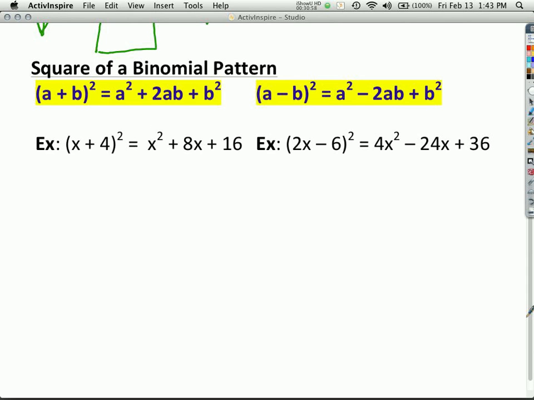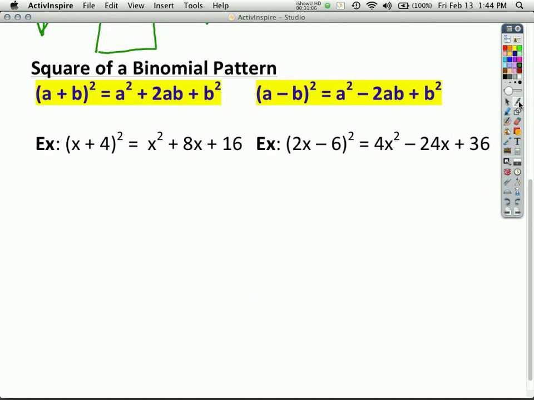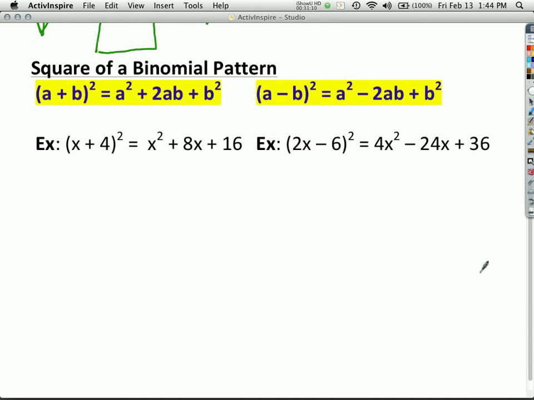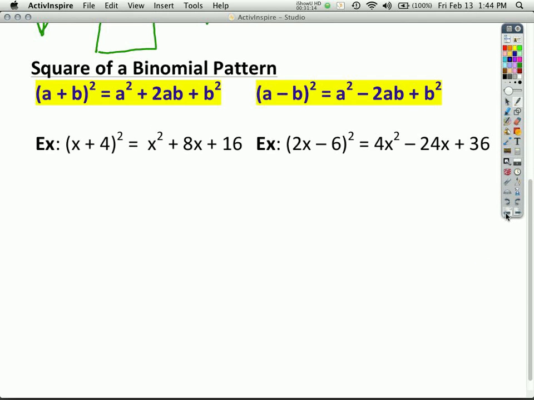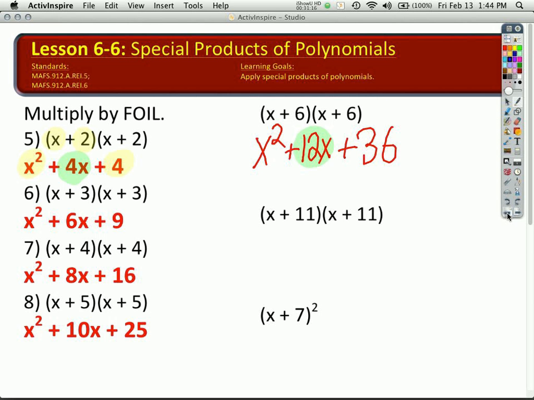So what we're talking about is a binomial times itself. That's what this means. Binomial times itself. Maybe you're wondering, well, we didn't see that during the warm-up. I'll put this back in a second. Well, let's go back to the warm-up. I don't see any squares anywhere.